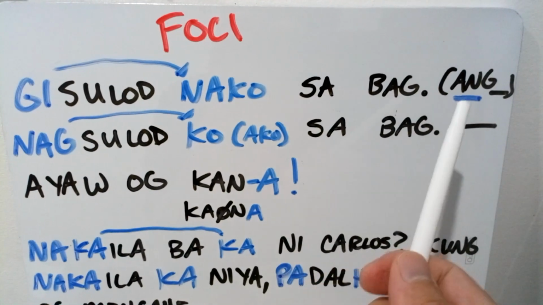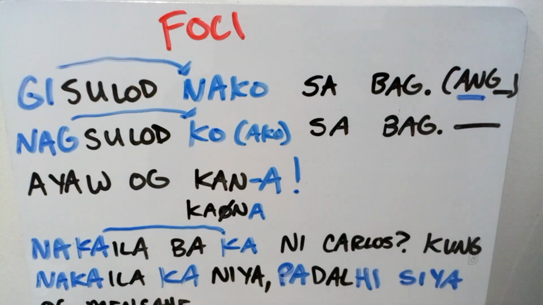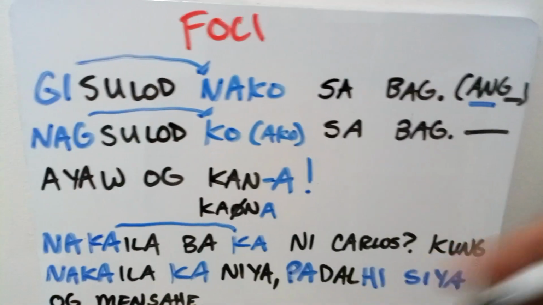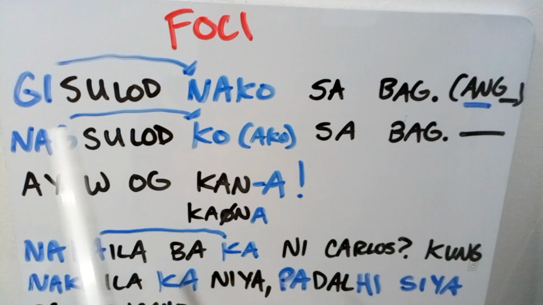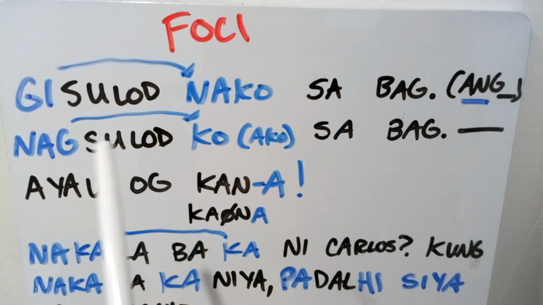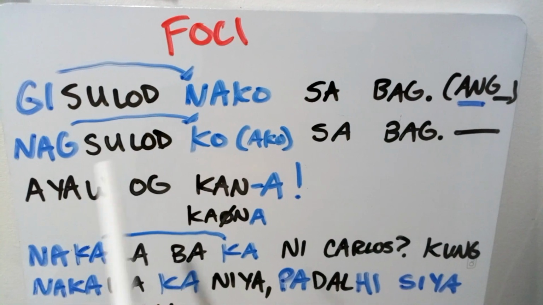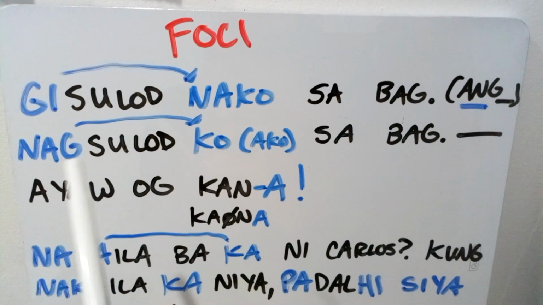Gisulod na ko sa bag ang blah blah blah. But the sentence only asks for gisulod na ko sa bag, which technically just means I put it in the bag, or the thing was put in the bag by me. Versus the second one, nagsulod ko sa bag. All right, now if we change the verb, we change the pronoun, and the verb was conjugated with an actor focus verb.